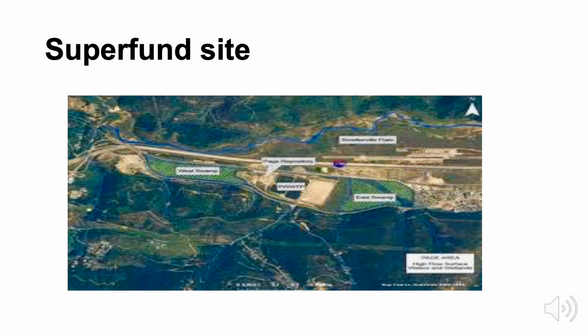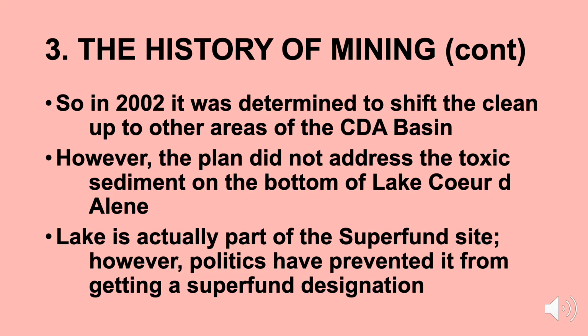The mining industry, through smelting and processing, had put so many toxic chemicals in the air of the Silver Valley that the forest stopped growing. So if you had seen the Silver Valley before the Superfund cleanup, it would have looked pretty bad. But today, things have gotten better. Going back to 2002, it was determined to shift the cleanup to other areas of the Coeur d'Alene basin. However, as the plan shifted to other areas of the basin, it did not address the toxic sediment on the bottom of Lake Coeur d'Alene.